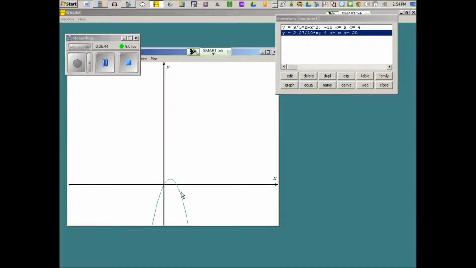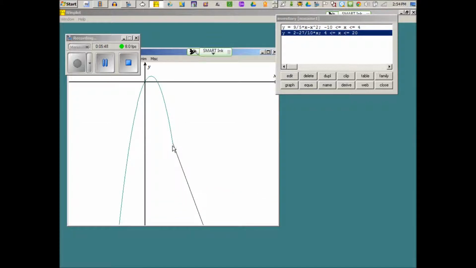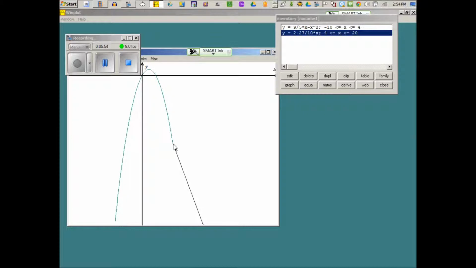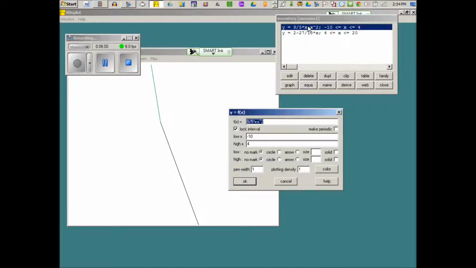Alright, now I gotta just kind of scroll down so you can see it. See that nice tight fit right there? Look at that. The blue and the black come together perfectly there. Now you'll notice there's a kink in the graph, but this is continuity. This is definitely continuity.